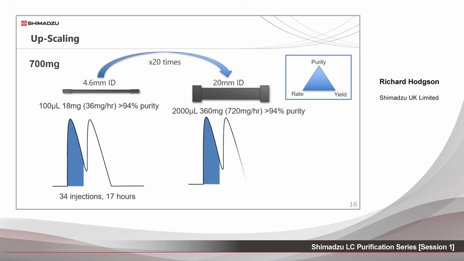Now with the 2000 microliter injection on the 20mm ID column, we can purify our 700 milligrams in greater than 94% purity in 2 injections or 1 hour. Not an astounding rate, but much better than the original 17 hours on the analytical column.